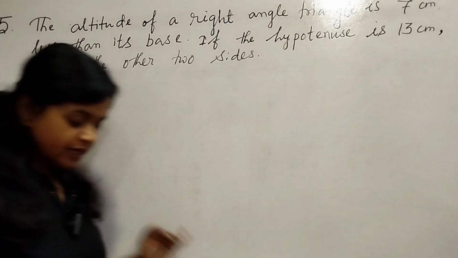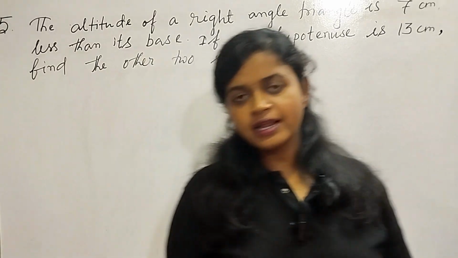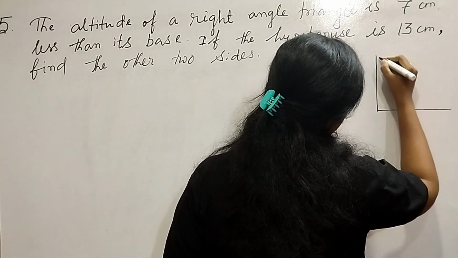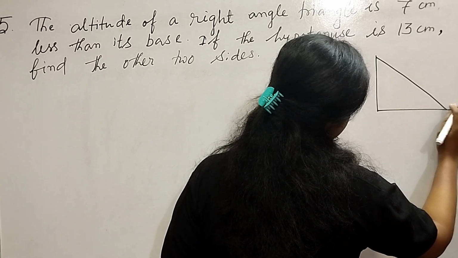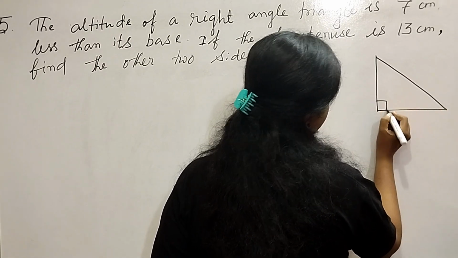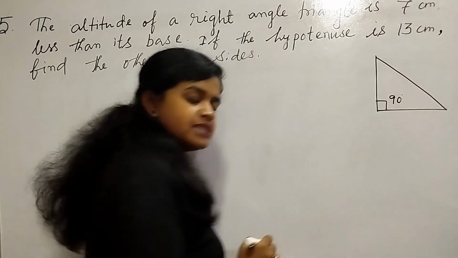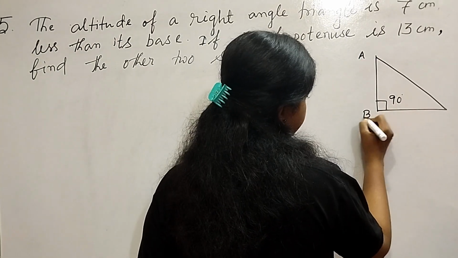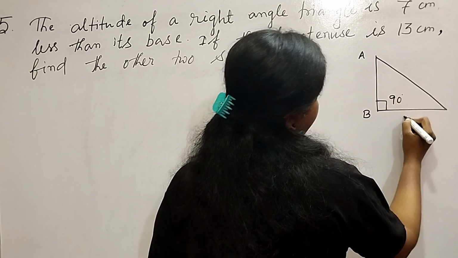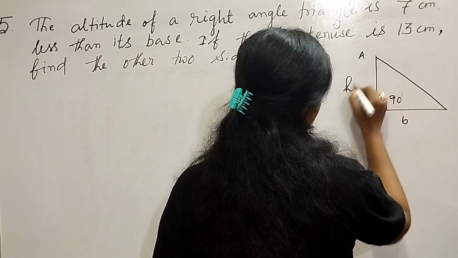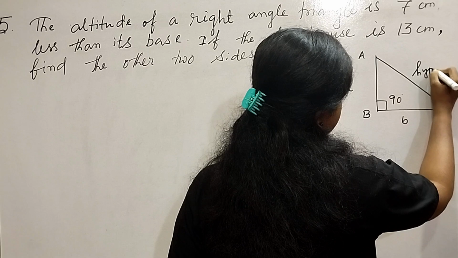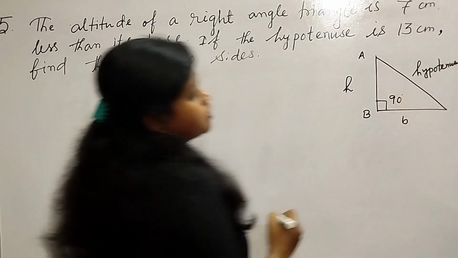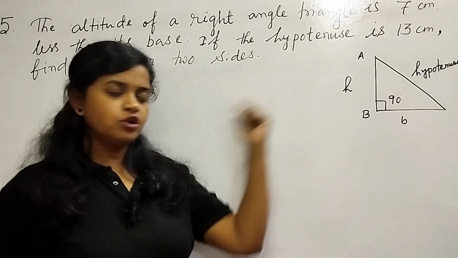So what is a right angle triangle? A triangle having one of the angles equal to 90 degrees. Suppose this is the triangle and this is 90 degrees. Then this triangle is said to be a right angle triangle. So a right angle triangle has an altitude, or height you can say, and a base, and this is the hypotenuse. Clear?